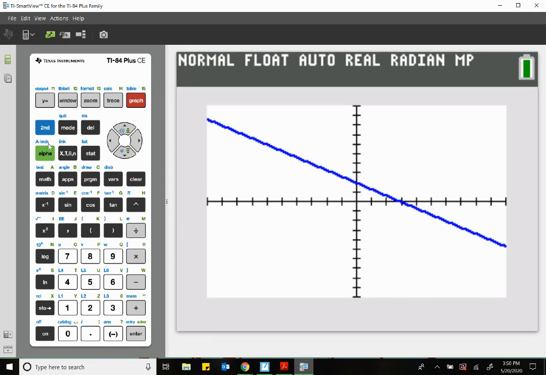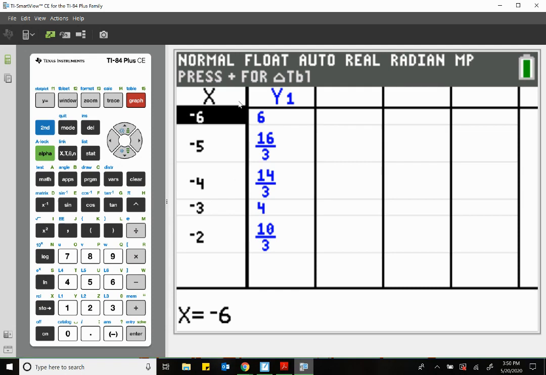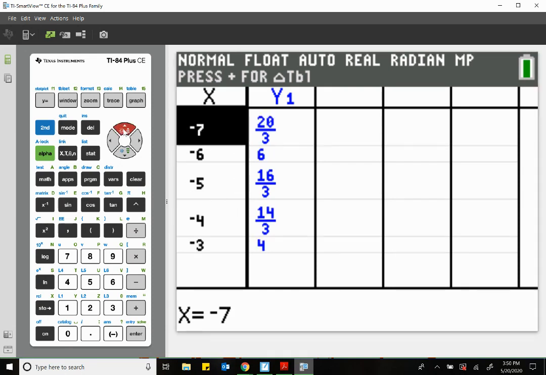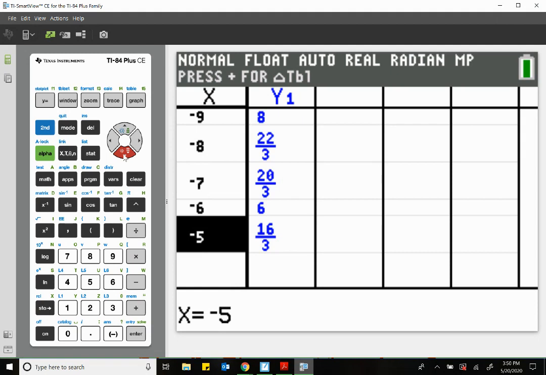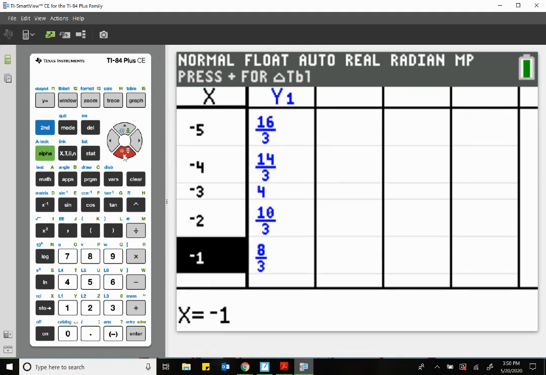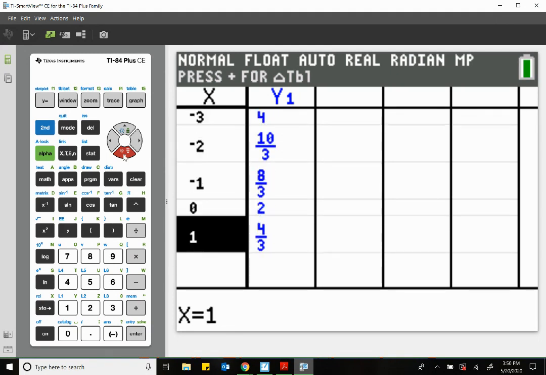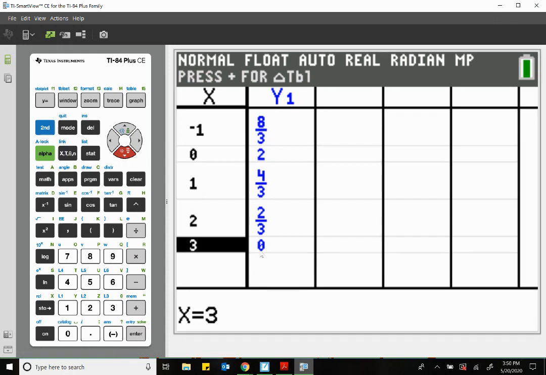If you hit second and graph, right here is a table. And you can scroll up and down on this table. If you want to find the x-intercept, find the point that has a 0 for y. Oh, right there. There's my x-intercept because the y value is 0.